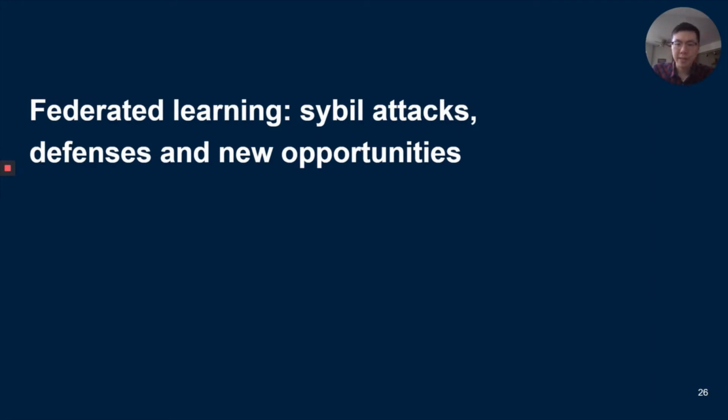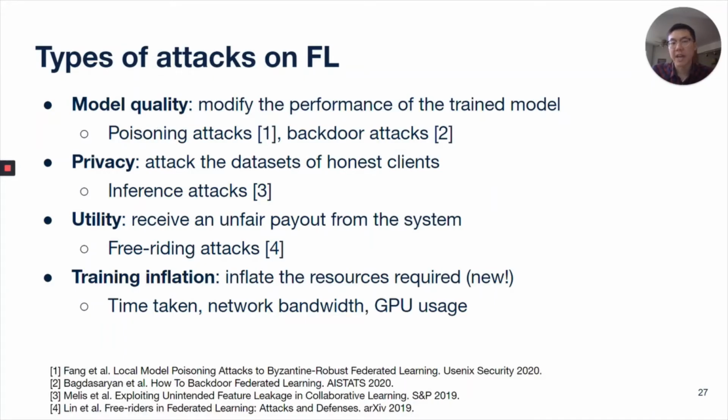Now we will discuss the space of federated learning and ways in which Sybil attacks and existing defenses interplay, and new opportunities from these experiments. There are many types of attacks on federated learning. We've demonstrated, for example, that poisoning attacks fall under the classification of any attack that affects the quality of the final trained model. We also discuss other attacks shown in prior work, such as privacy attacks, where honest client datasets are de-anonymized, or utility attacks, where the utility payout assumed in the federated learning system is manipulated. Both of these types of attacks are shown in prior work.